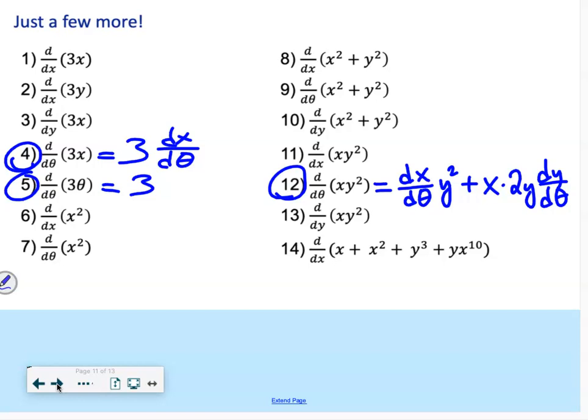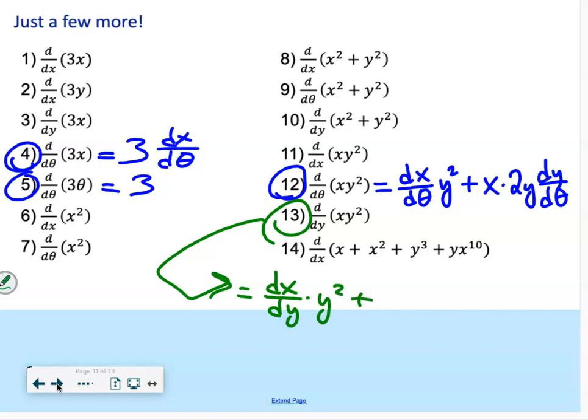I think the evilest question on this screen is this one. It's d/dy of xy squared. So it'd be 1 dx/dy times y squared plus x times 2y. 2y. No differential for the y? No. Why not? Because it's d/dy. Because it's with respect to y. Okay.